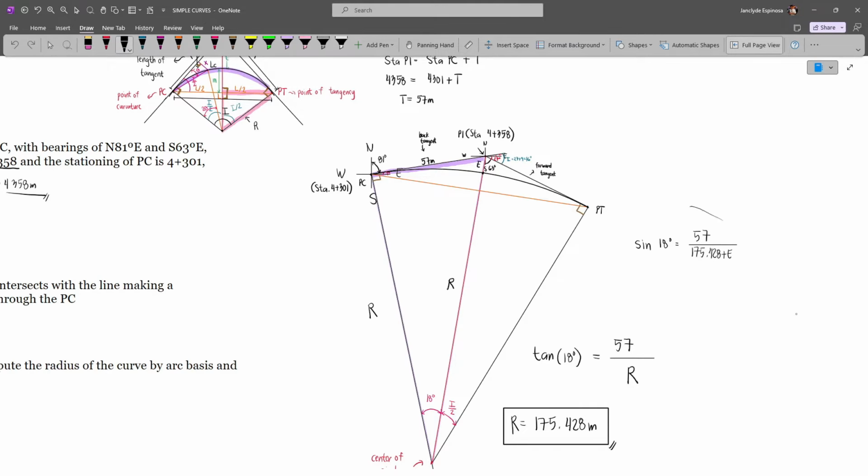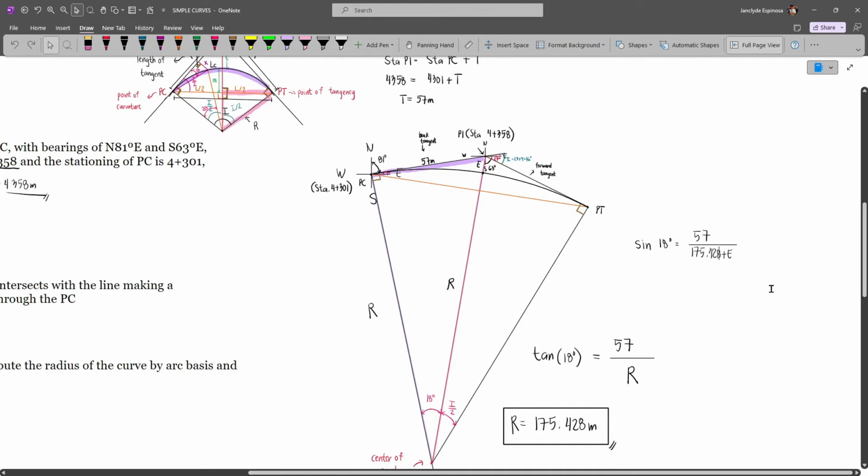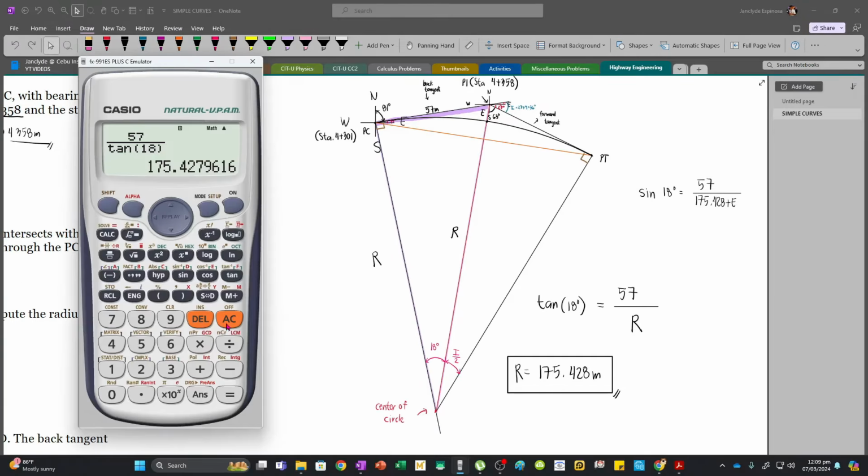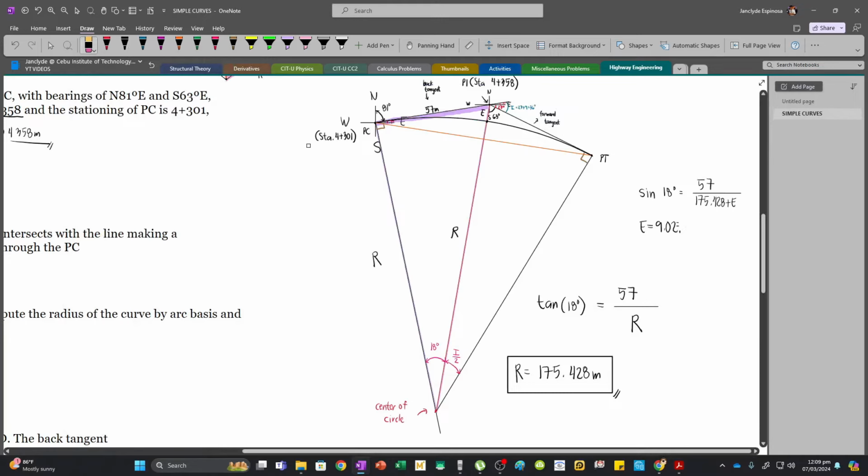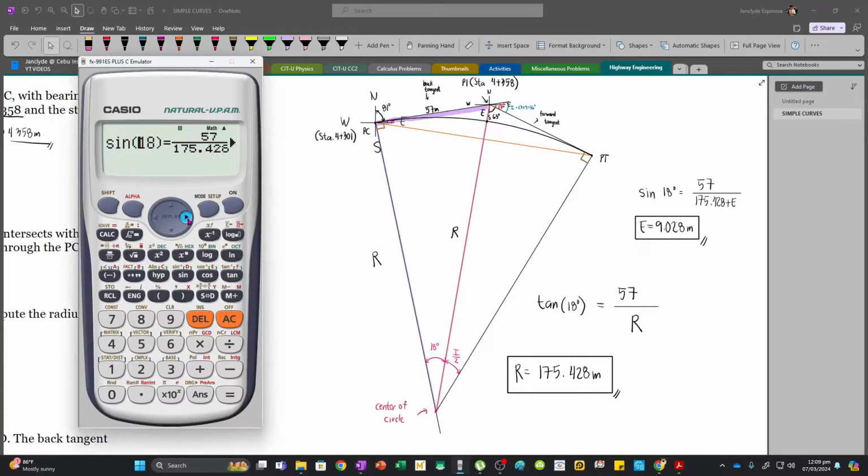Now again, this is the advantage if you know the figure and you know how to apply trigonometry. Kasi if you'll only use the derived formulas, then you won't be flexible in solving problems. Dito, makikita nyo talaga na magagamit natin yung sine sa Pythagorean theorem just to solve E. And so solving E, we have sine 18 is equal to 57 over 175.428 plus E. So our E will be 9.0278. Now let's just use 3 decimals. This is 9.028.